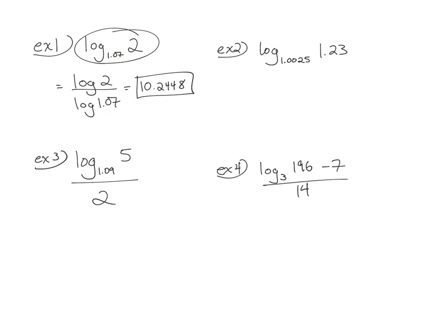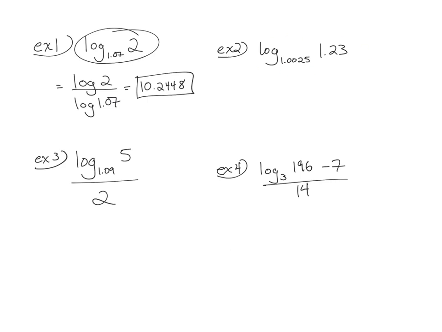And what this particular log is getting at is something like, if you had an account that pays 7% and you only get paid once a year, how long would it take for your account to double, 2 times the original amount? Well, it'd be about 10.2448 years, just over 10 years. So that's where this is going. All right, let's take a look at example 2.